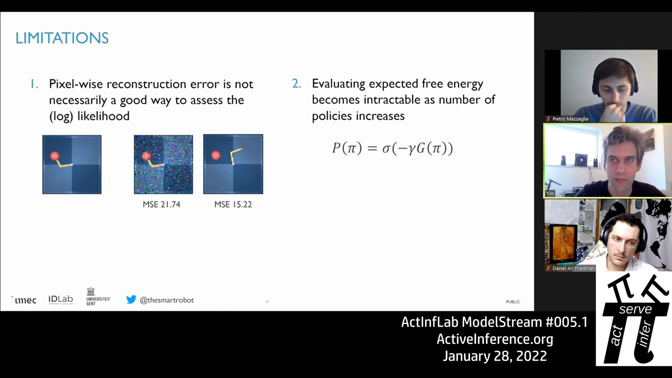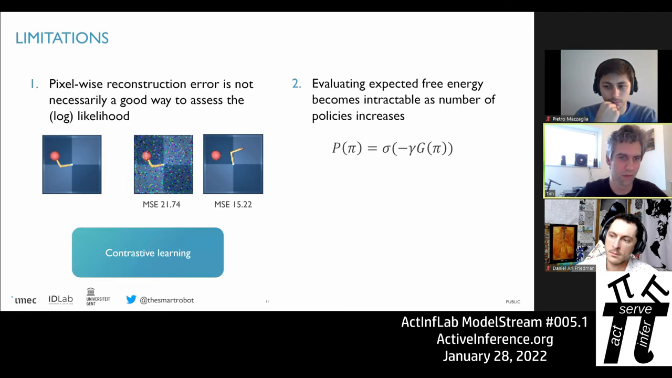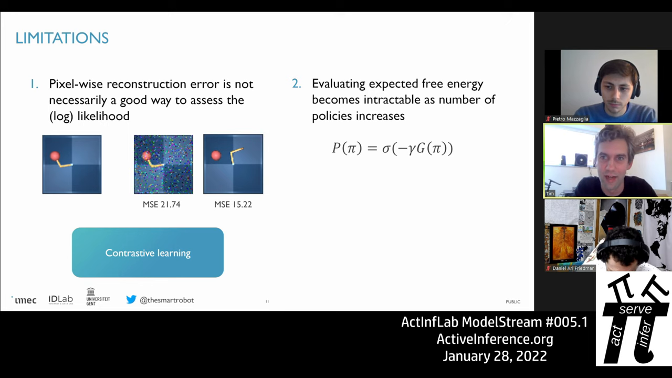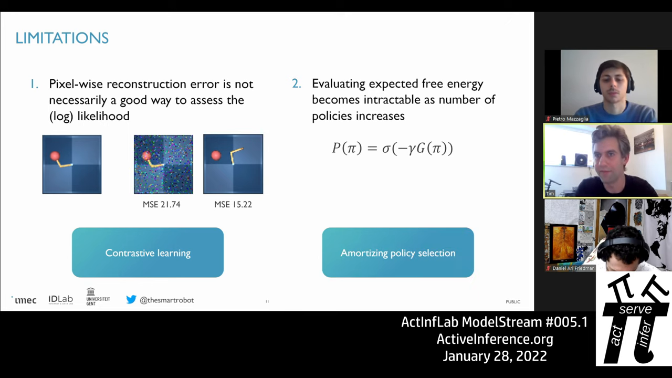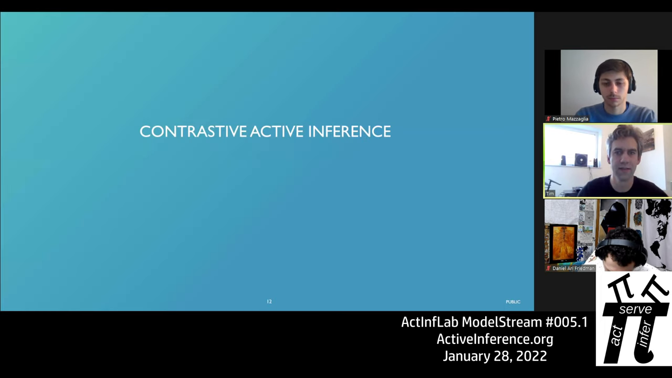And so the ways that we coped with this in the contrastive work is, on the one hand, instead of using a pixel-wise reconstruction error, to use contrastive learning instead. How exactly this works will become apparent in the next few slides. And then the second thing is, instead of evaluating the expected free energy for all the policies, we basically amortize the policy selection scheme. So we also train a neural net to output actions given the state. And with that, we can now shift to Pietro, who will talk about the contrastive formulation of the expected inference problem.